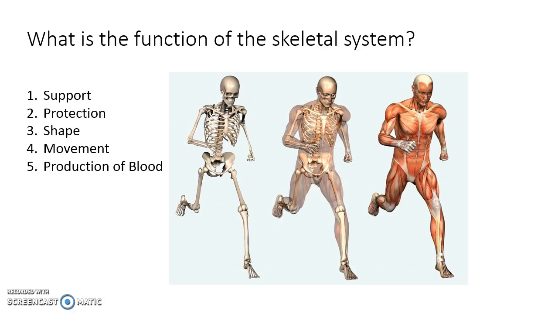What are the functions of the skeletal system? There are 5 main functions of the skeletal system. There's support, protection, shape, movement, and production of blood. So support, the skeletal system is basically the framework of our bodies.